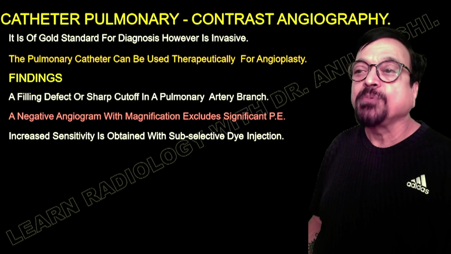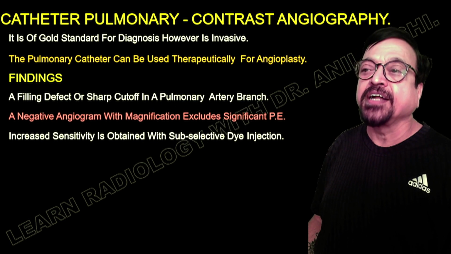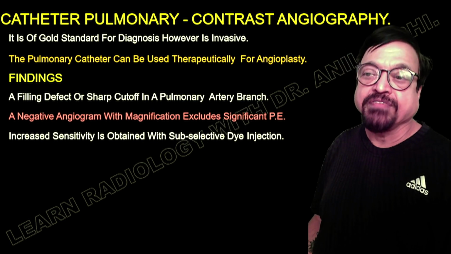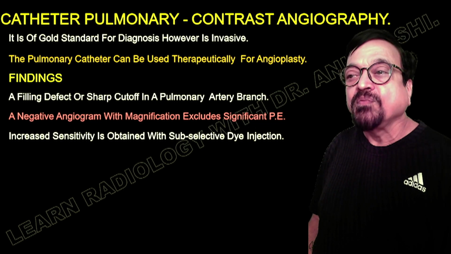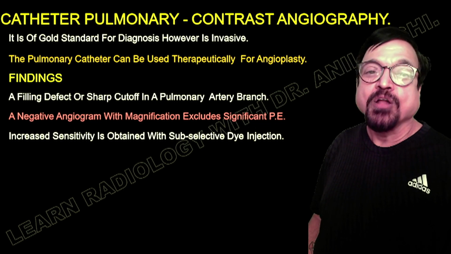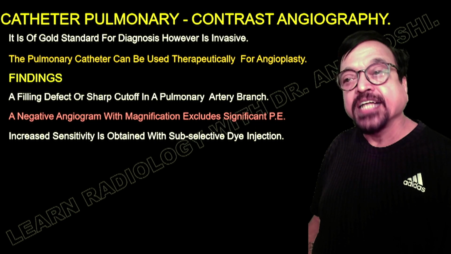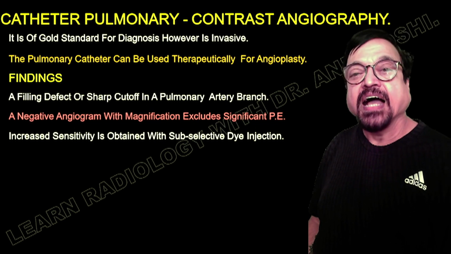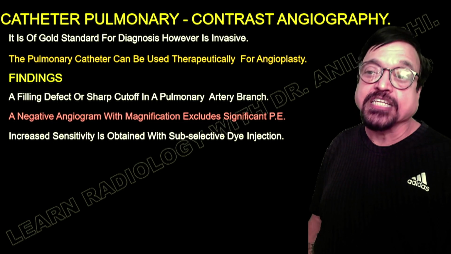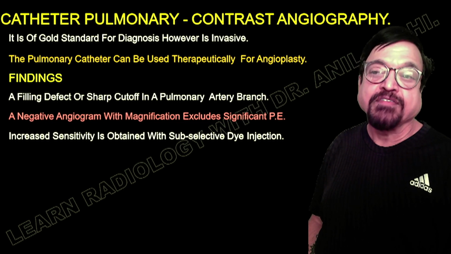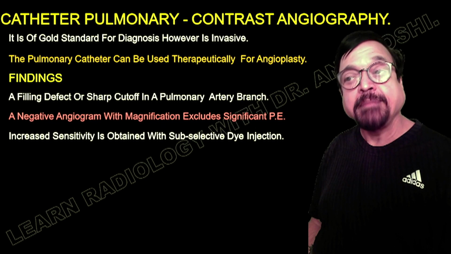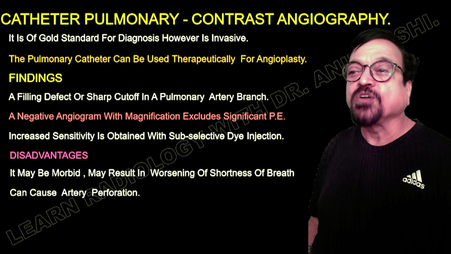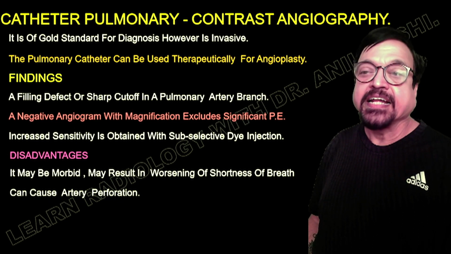A filling defect or sharp cutoff in a pulmonary artery branch is a finding in this contrast angiography. A negative angiogram with magnification will exclude almost all chances of pulmonary embolism. Here it is difficult to repeat the exam. However, in CT, if there is high suspicion, maybe because of the deep vein thrombosis in the leg, we can repeat CT, where it is difficult here. Then increased sensitivity is obtained with sub-selected dye injections.